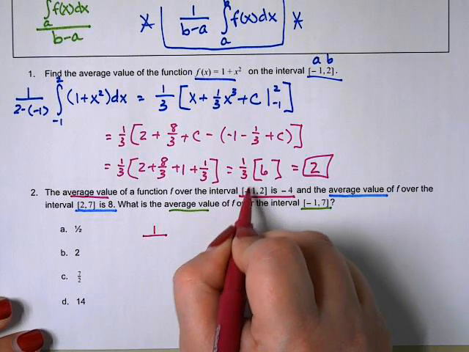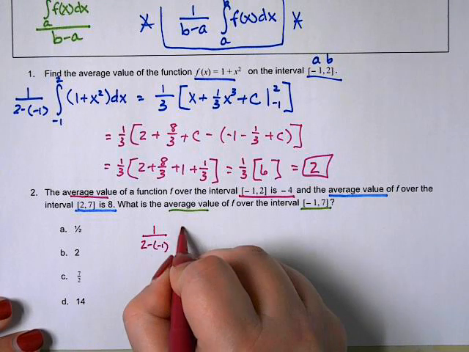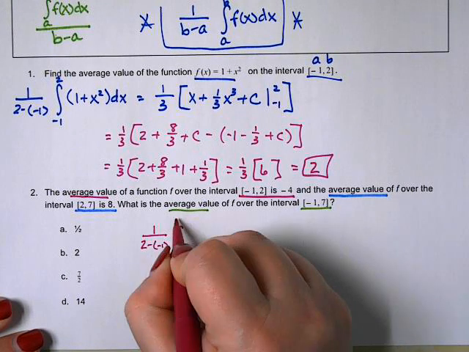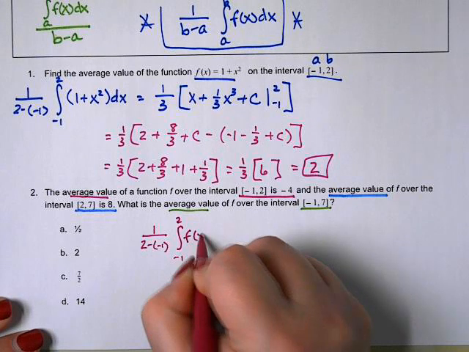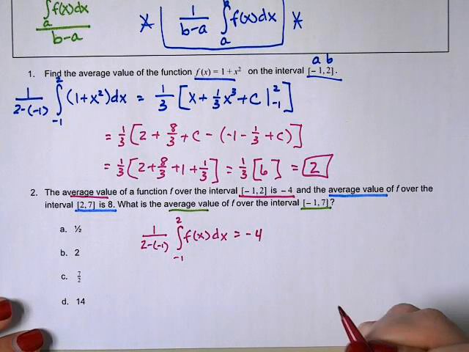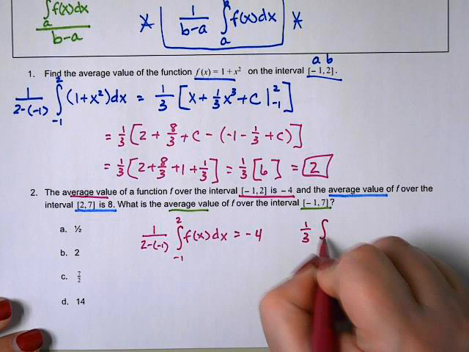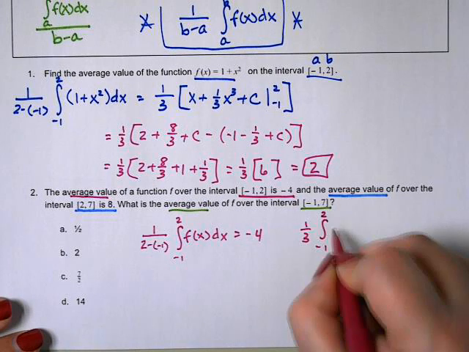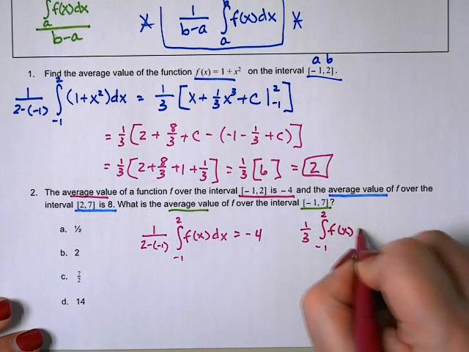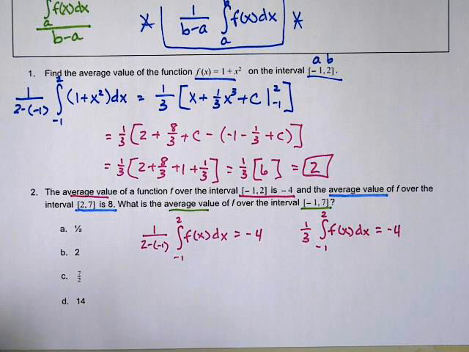So 2 minus -1 times the integral from -1 to 2 of f of x dx, and I know that that's equal to -4. So I'm going to start out by simplifying that. That becomes 1/3 times the integral from -1 to 2 of f of x dx equals -4. So that's my first piece of information.